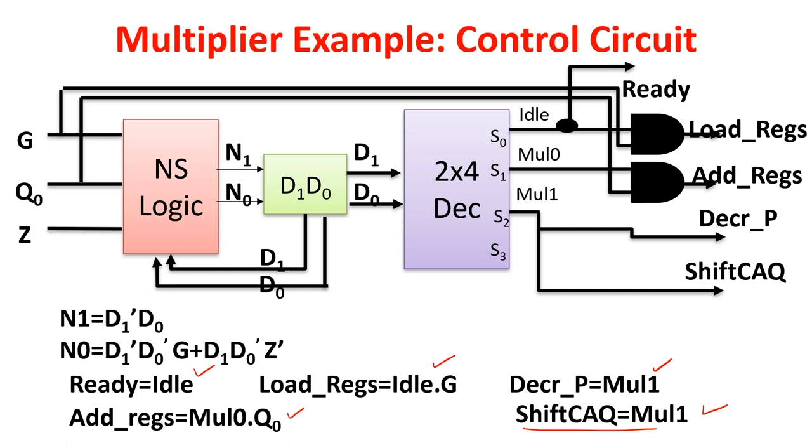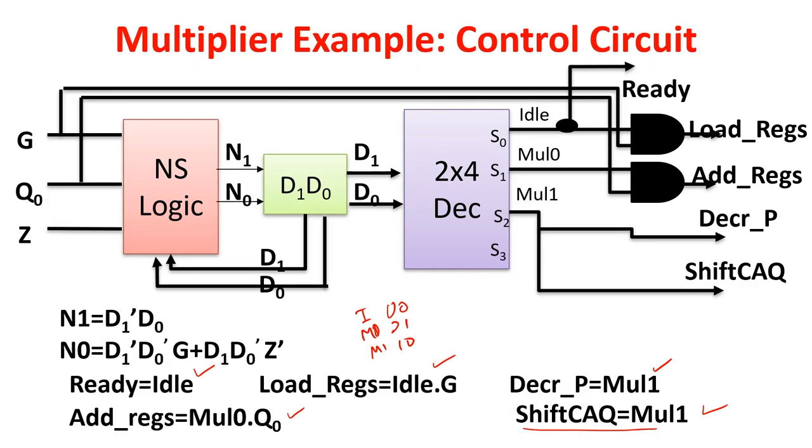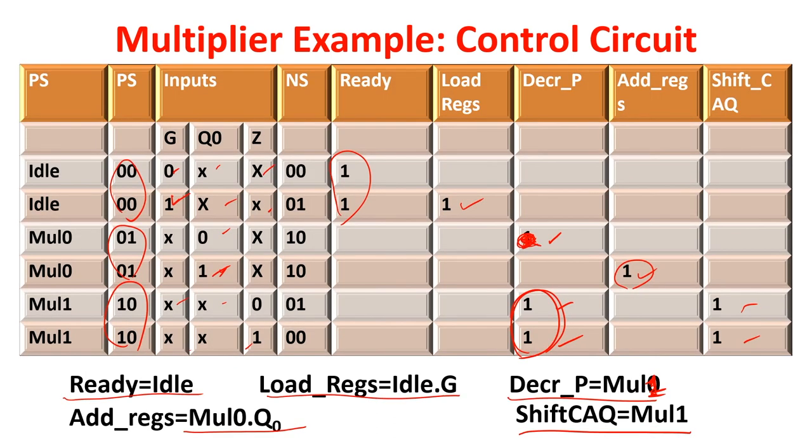So, there are three states: 00, 01, 10, and this one is IDLE, this one is MUL0, and this one is MUL1. So, when this state change happens, the next state can be generated from a table. This table can be generated for what value, what value we get. From this table we can see what the next state is.